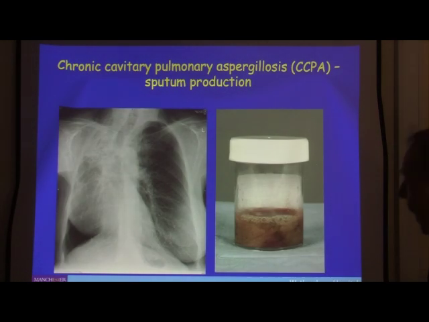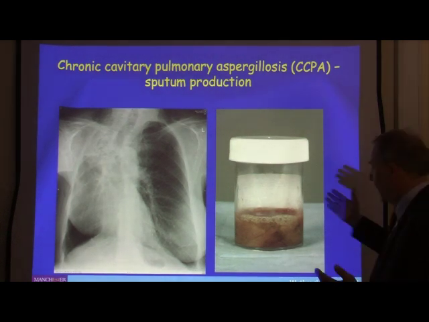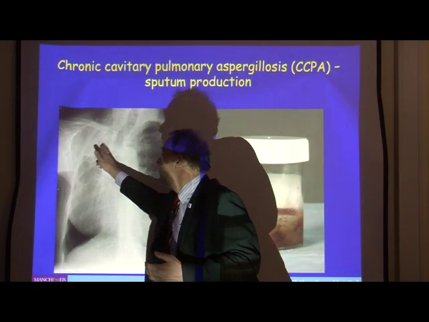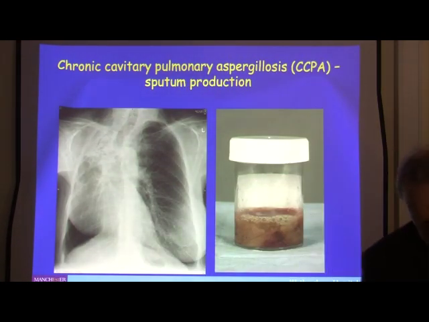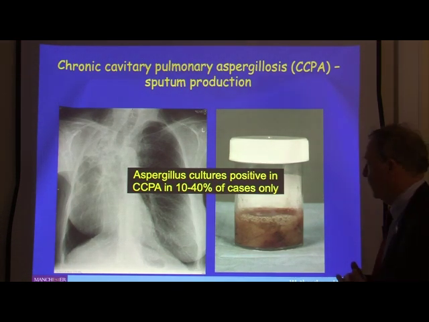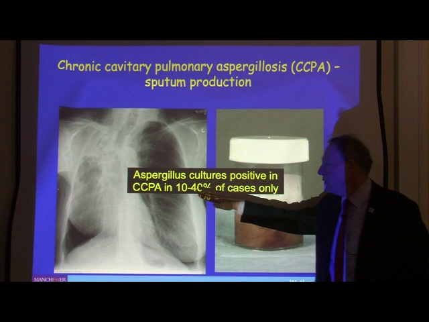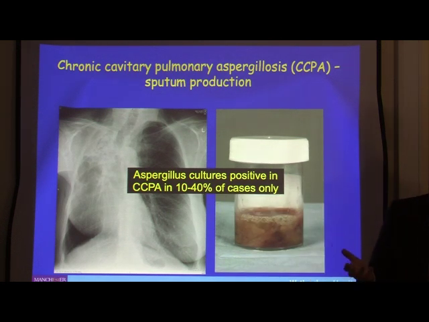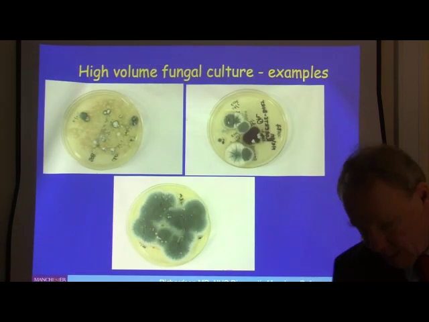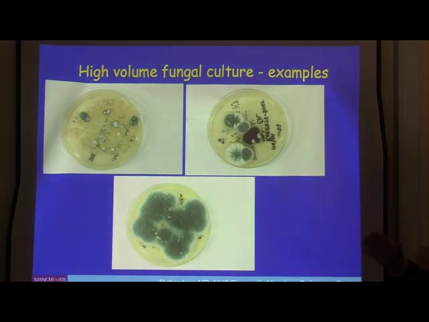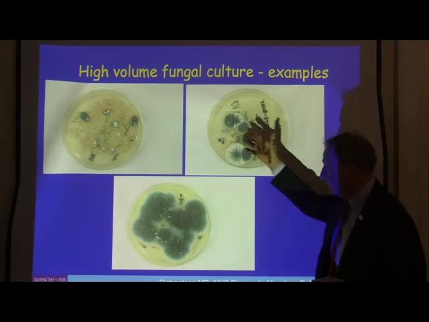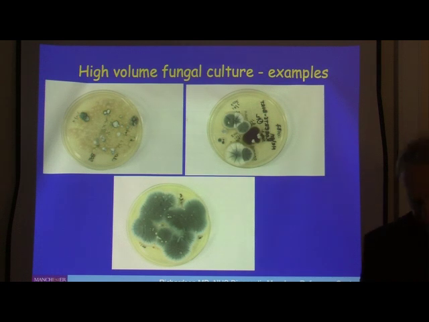So how do you get to the diagnosis? Many of these patients cough a lot of sputum up. Here's an example with a very thick pleura and a fungal ball within it. The problem we have is that fungal cultures are not very sensitive. So between 10 and 40% of patients have a positive fungal culture. And that's one of the reasons the fungus and the diagnosis is missed a lot. Now, if you do a high volume culture, so you plate the whole of the sputum, you can get a higher yield. And this is examples of what those culture plates would look like.